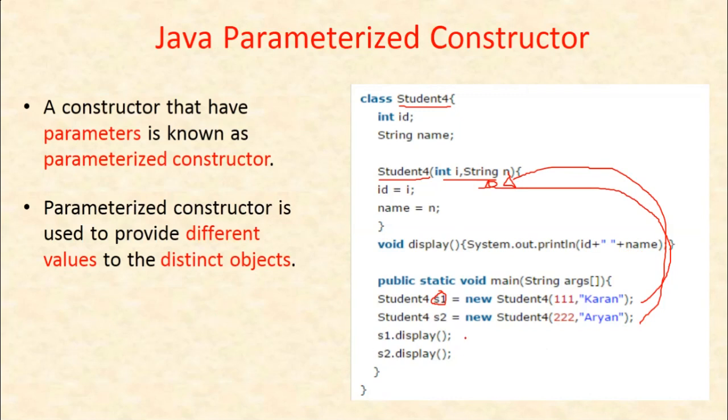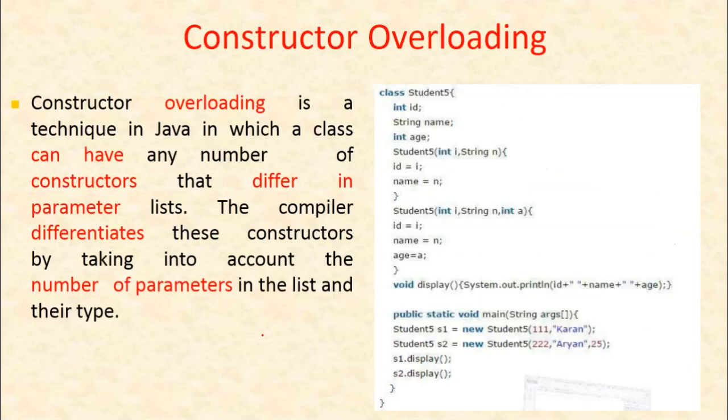It will help us to reduce the lines of code. Earlier we were passing the values using the set method and get method. So a constructor can reduce the use of set and get methods. Okay, so let's move on.